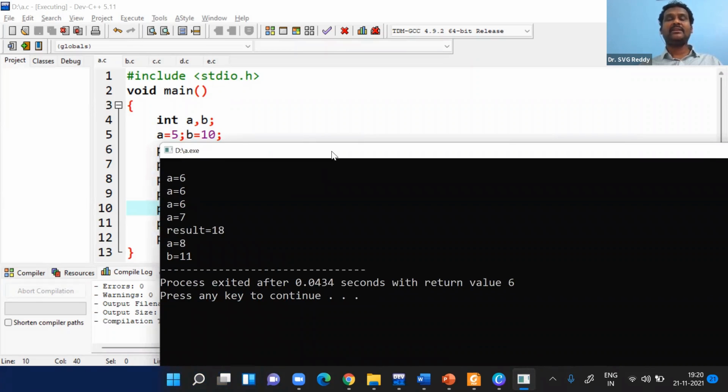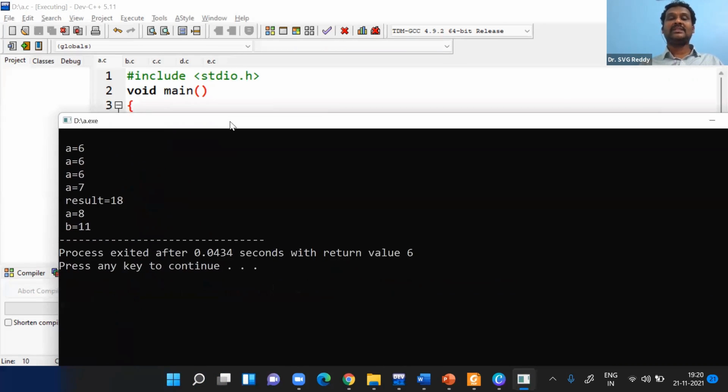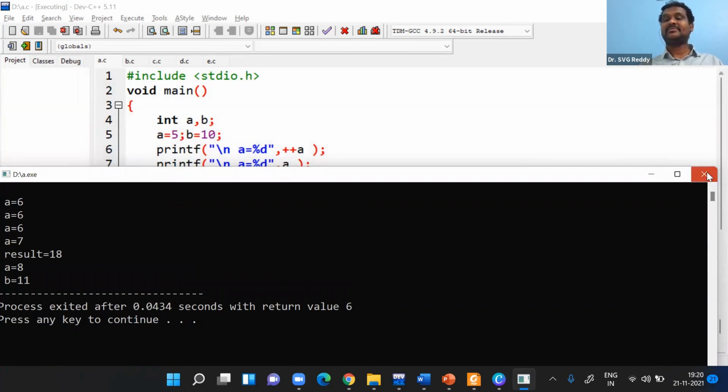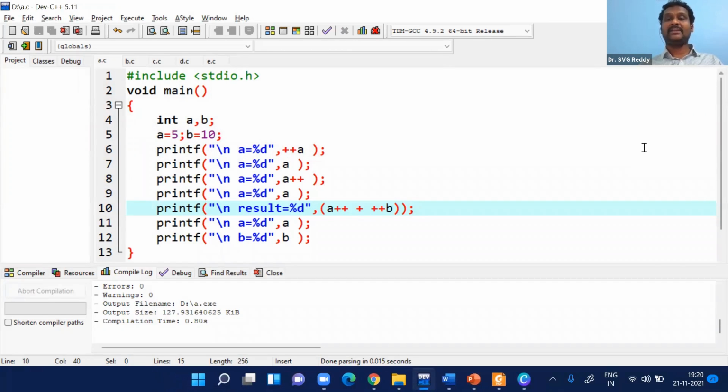So it's a simple one, but if you are not cautious, it leads to a lot of problems. So that's why, let us understand it properly, practice it, and execute the program, and you will get it.